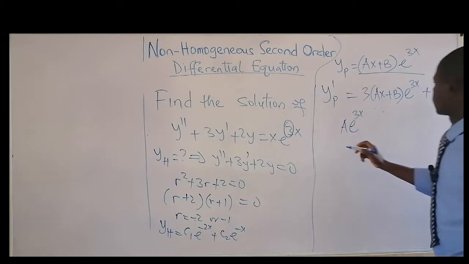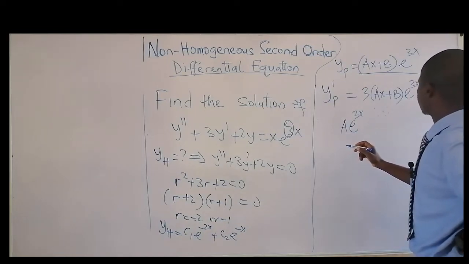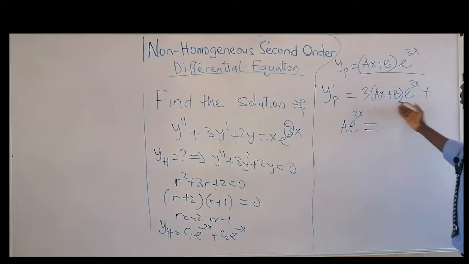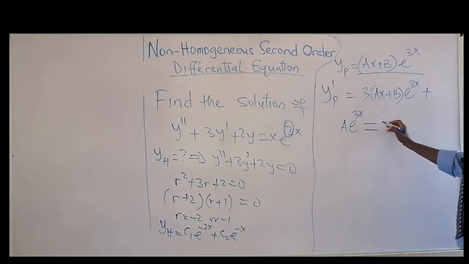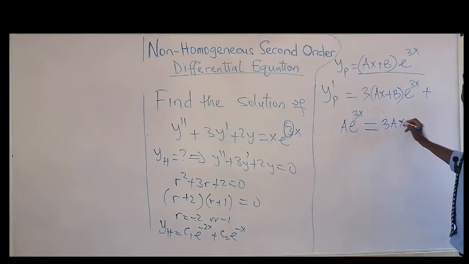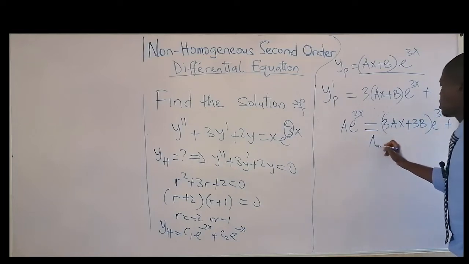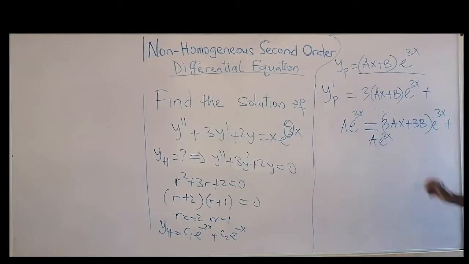Then the second differential will be equal to, can we allow this one to expand this one, which will be equal to 3ax plus 3b e3x, plus a e3x. I think it's better this way.